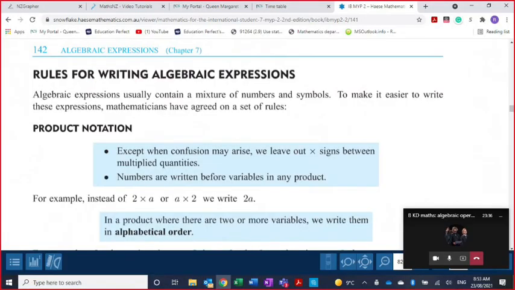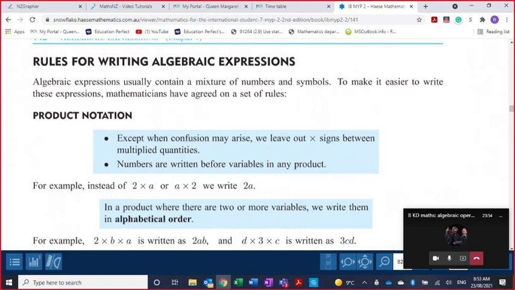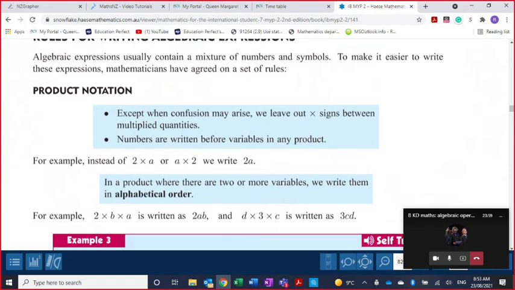So here we are at the book. So let's look at this. Rules for writing algebraic expressions. They're talking about the notation. Product notation. Remember that product is simply the name when you multiply. Generally, unless it's going to be really confusing, you leave out the multiplication symbols between quantities. And as we talked about, numbers are always written before variables in any product. So 2 times A or A times 2, we would simply write as 2A.